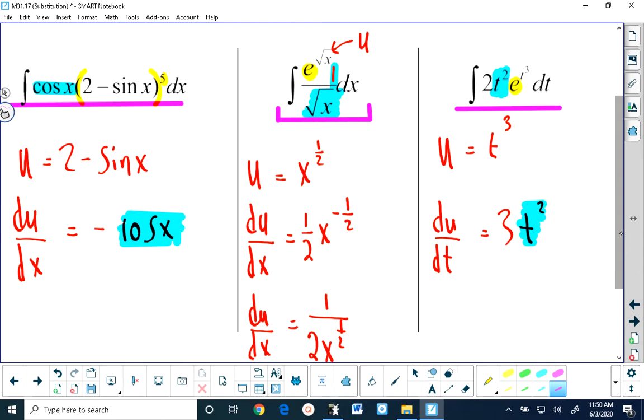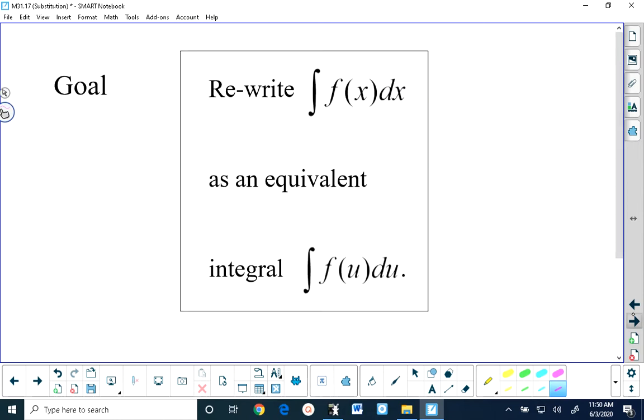And when you do that with substitution, the integral you get, which will be an integral of a function of u du, will be easier to integrate. In fact, it should be obvious in terms of how you integrate it. So this is our goal. You want to be able to rewrite an integral of f of x dx as an integral of f of u du. And you're going to use this strategy whenever part of f of x has a derivative that contains the other part of f of x.